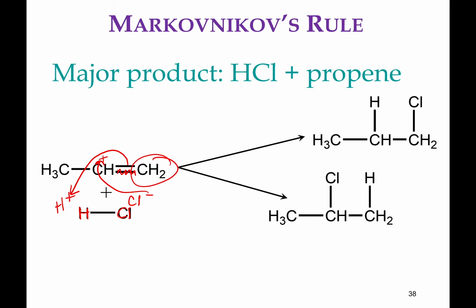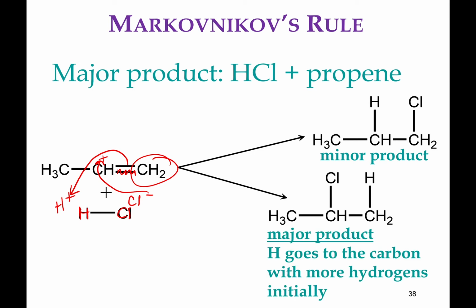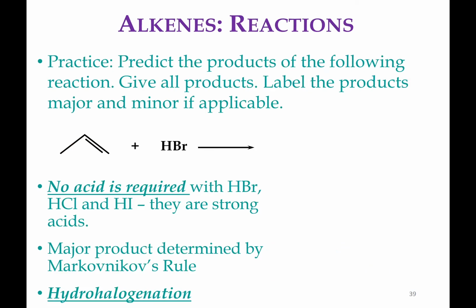Which is major and which is minor? If you said this is your minor product and this is your major product, you are right. The hydrogen goes to the carbon that has more hydrogens to begin with. So let's do some practice. Predict the products of the following reaction, give all products, and label the products major and minor if applicable.